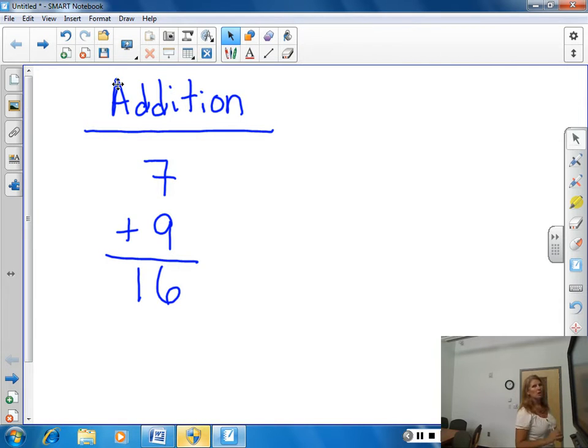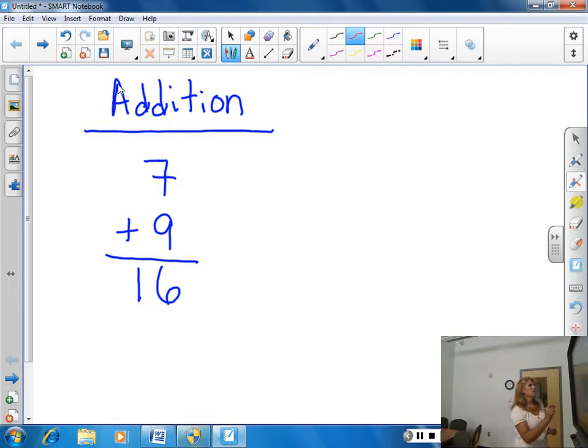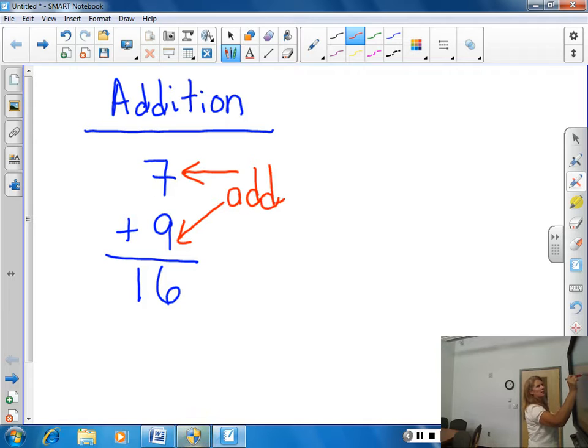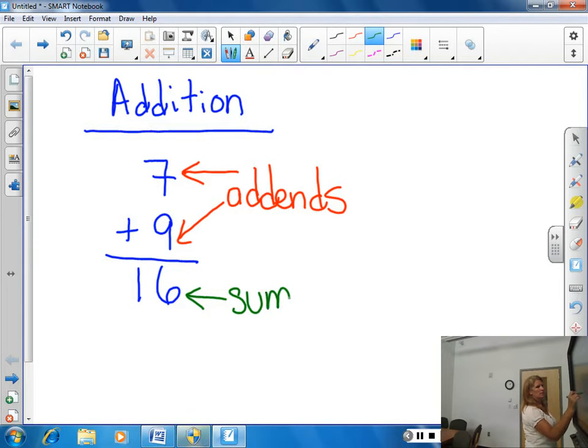Each of these parts of the problem has a name, so we're going to name all of these. If it's a number that you're adding, whether it's the 7 in this case or the 9, those are both called add-ins. The add-ins are the things that are being added. The answer to an addition problem is called a sum. So if they ask you in a problem to find the sum, they're asking you to add the numbers.